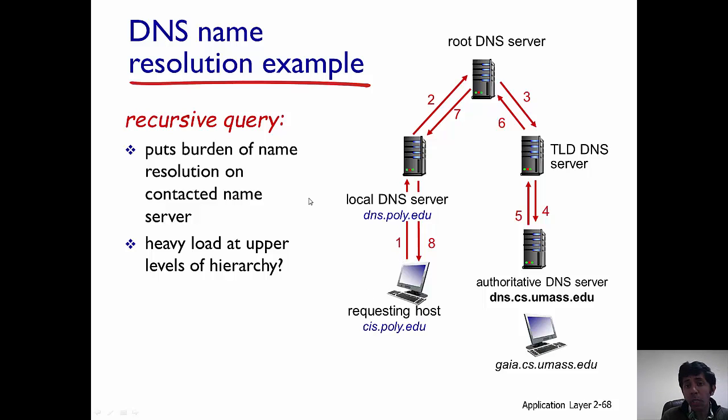The biggest issue with the recursive query model is that the high-level DNS servers, such as the root DNS servers and the TLD DNS servers, have a lot more traffic coming into them. If you look at the example in the previous slide and this one, you could see that the load at the upper levels of the hierarchy almost doubles. This is the reason why usually DNS names are resolved using the iterated query approach rather than the recursive query approach.